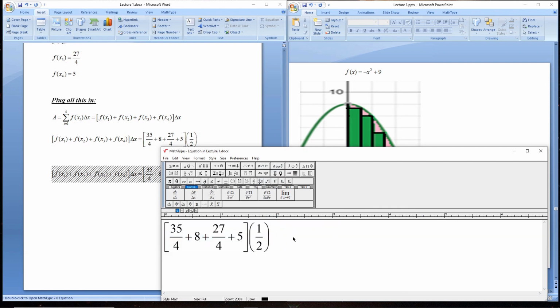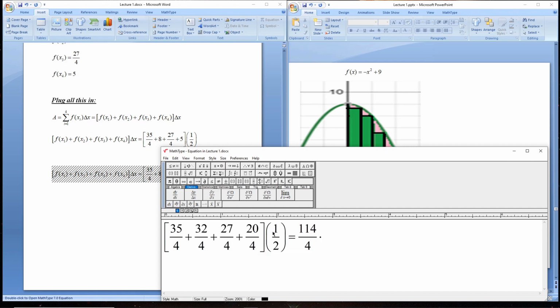So we'll need to get a common denominator of 4. I'm just going to do that right here. So 8 times 4 gets us 32 over 4 for that common denominator, and then 5 times 4 gets us 20 over 4. Now we can add all this together pretty simply. So we have 67, 94, 114, all over 4.